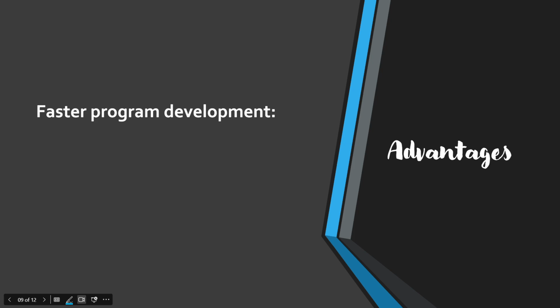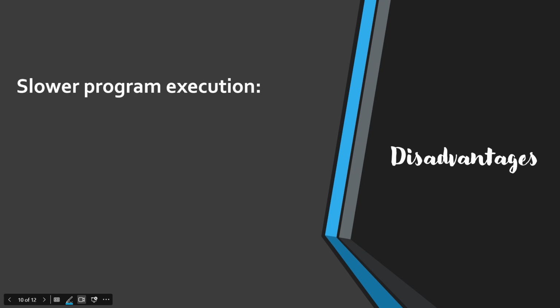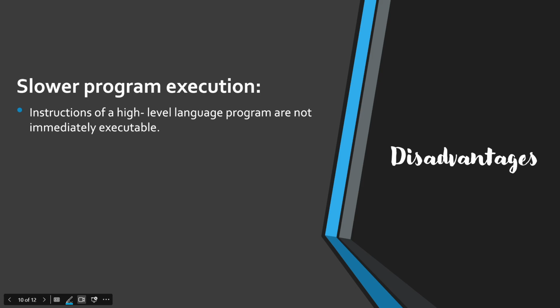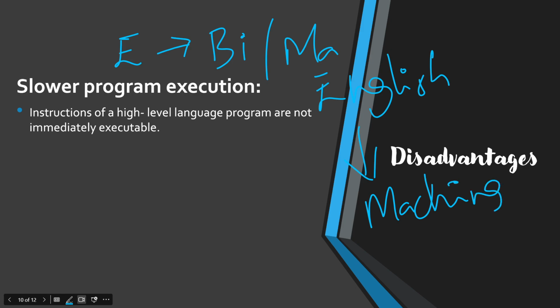Okay. Now the advantages of high level language. Fast program development. In high level language it is easy to write a program, that is, a program can be developed very fast, which is called fast program development. Because we know the English language, we'll develop the program very fast. Now disadvantages. Slow program execution, because we write the language in English, but the computer understands only binary language, that is machine language. So what should it do? It should convert the English language to machine language. So it takes time. So slow program execution will happen.